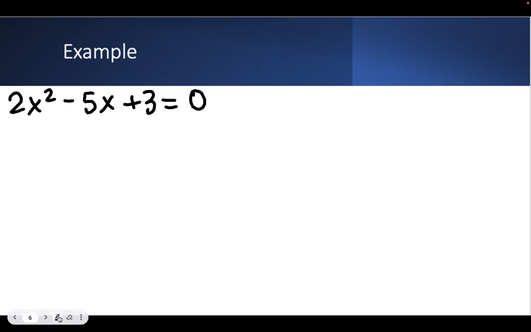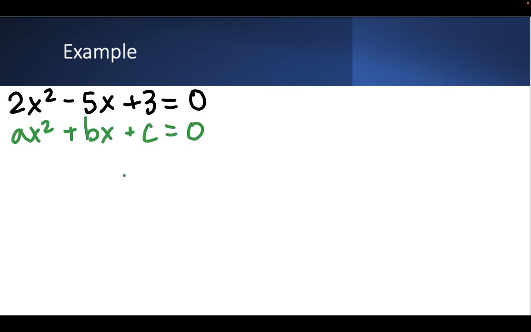So we're going to do an example here, and our example is 2x squared minus 5x plus 3 is equal to 0. So let's get started. The first step is to identify a, b, and c. So let me rewrite the formula underneath. We've got ax squared plus bx plus c is equal to 0.